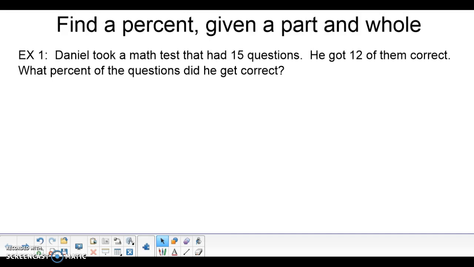Alright guys, in this lesson you'll be finding a percent given a part and a whole. As I work through the examples, please make sure you are taking notes. So let's start with example 1.